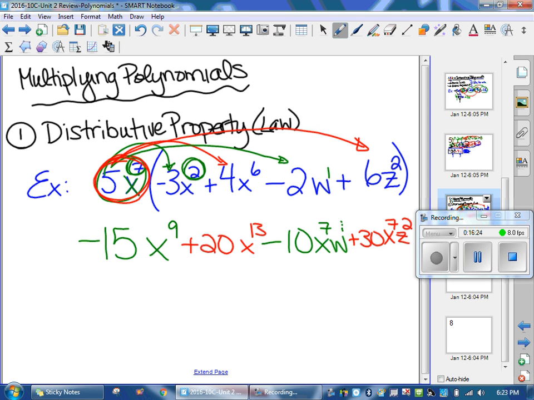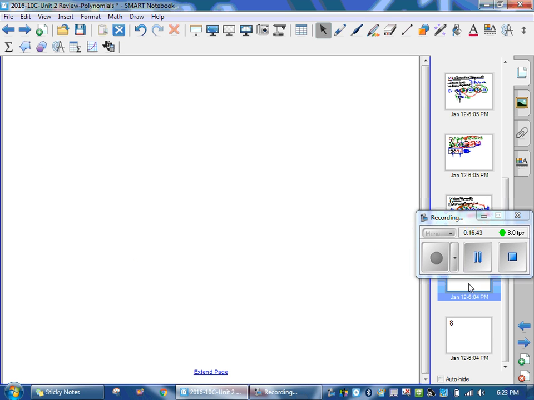Now we're going to take a look at distributive property when there's more than one term attached out front. Typically, it'll be a binomial in a bracket. So let's take a look at multiplying binomials. So that'll be the second one, multiplying binomials.